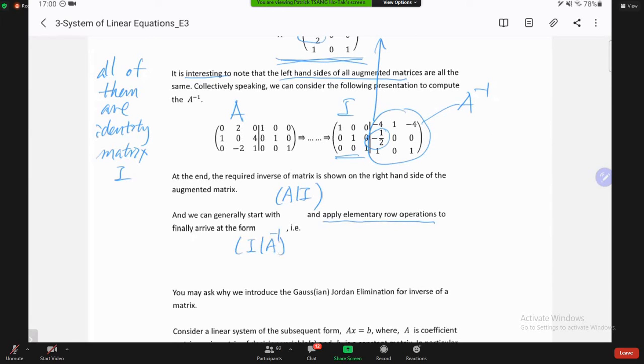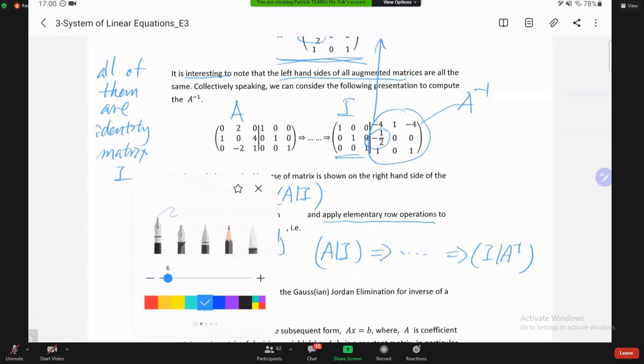like this, another augmented matrix. On the left-hand side of the vertical bar, it becomes I, the identity matrix. On the right-hand side, this is what you want, the inverse of matrix A, will be formed here. So this is the description, verbally. So I also want to write it in this way. Finally, we get something like this.